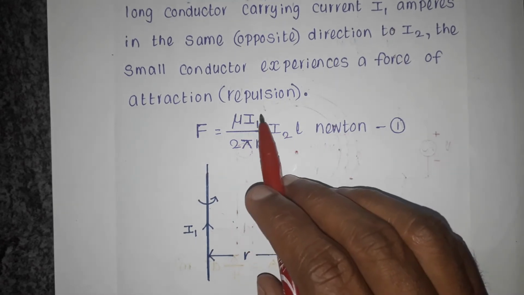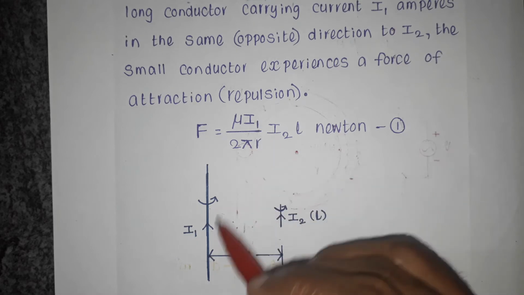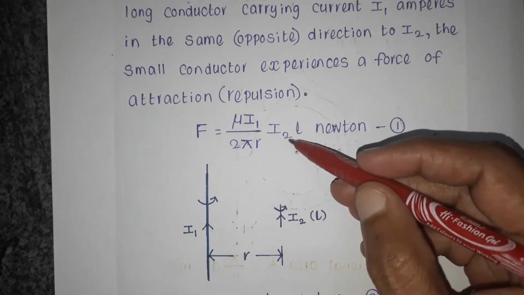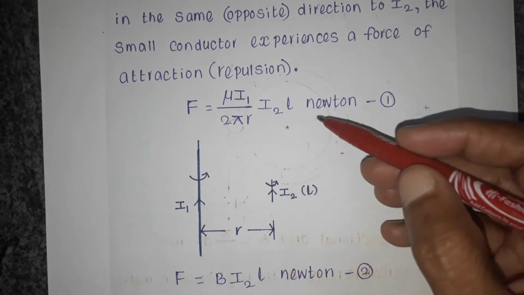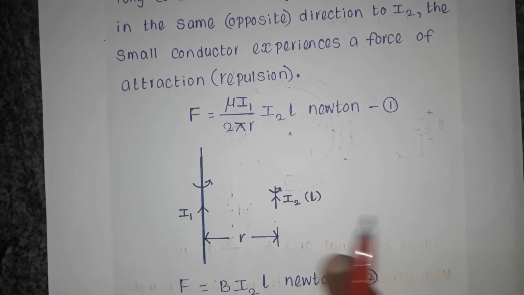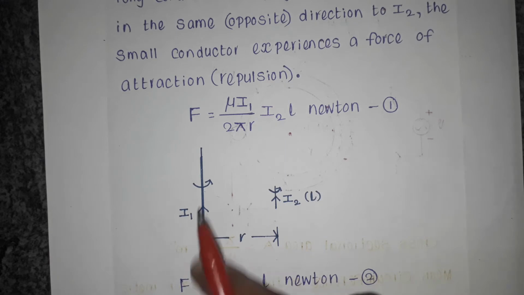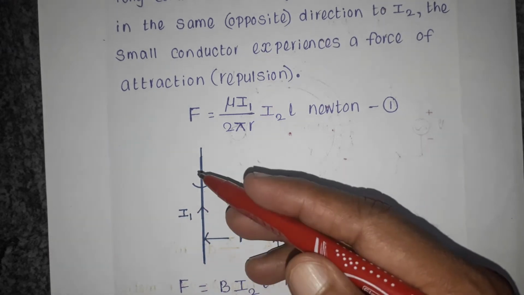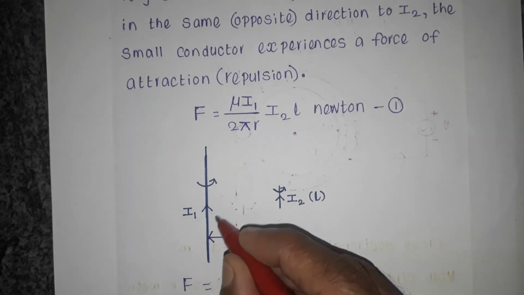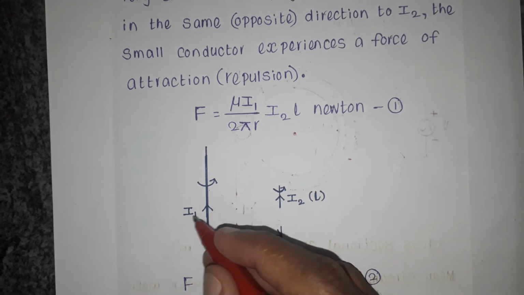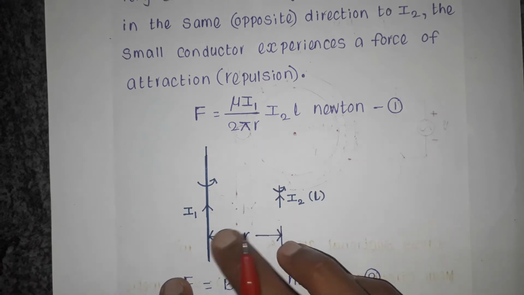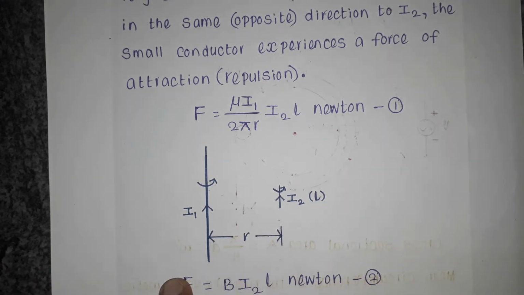Here mu depends on the material. I1 is the current in the big conductor, r is the distance between the two conductors, I2 is the current in the small conductor and L is the length of the small conductor. Because of current I1, which is flowing from bottom to top, the direction of the magnetic flux is clockwise. Towards the left side of this big conductor, flux comes out of the board, and towards the right side of the conductor, flux goes into the board.